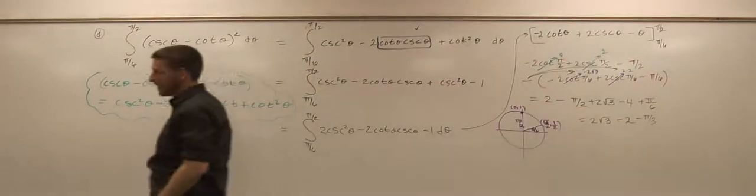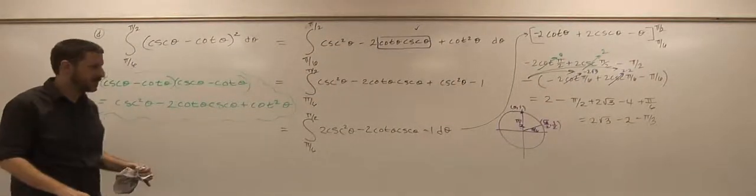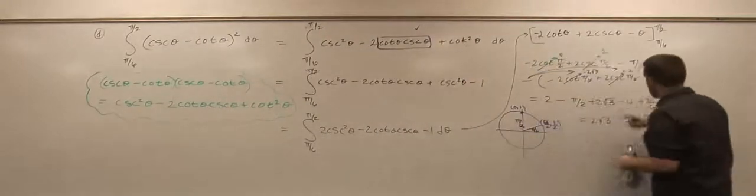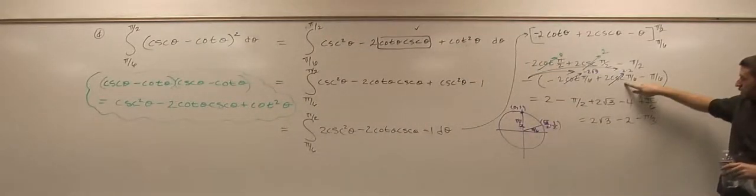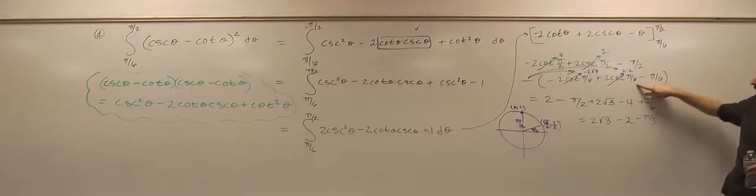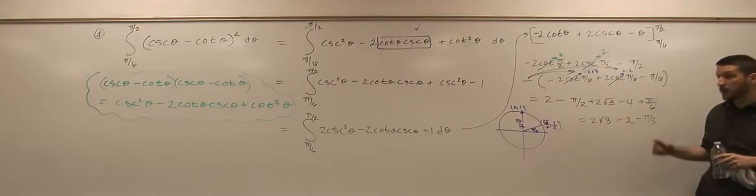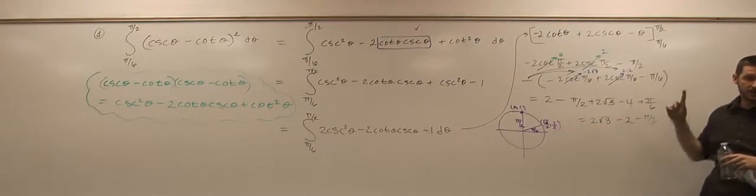So we need to do that. This is what we left off with. Questions, yes? Why do you get 2 for cosecant of pi over 6? Isn't it 2 over square root of 3? No. The y value on the unit circle at pi over 6 is 1/2. If it were pi over 4, then it would be root 2 over 2.